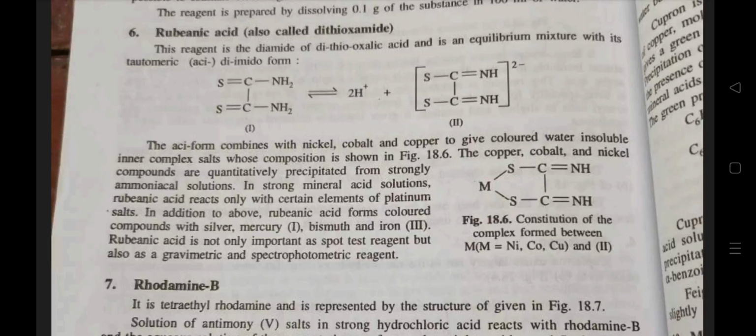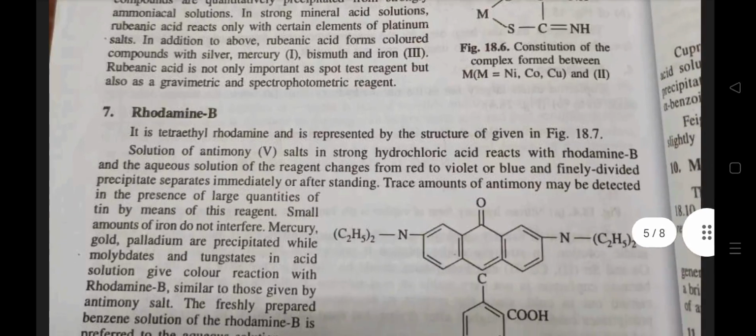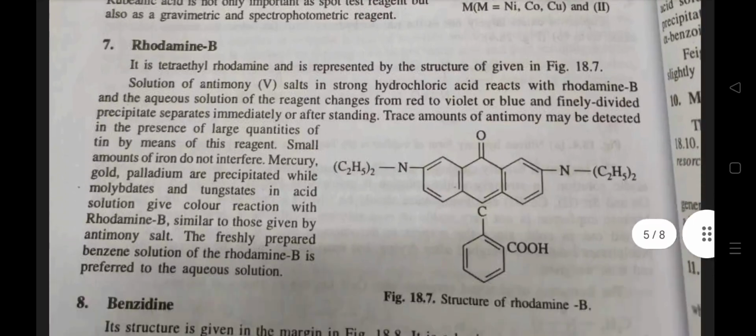The copper, cobalt and nickel compounds are quantitatively precipitated from strongly ammoniacal solution or strong mineral acid solution. Rubeanic acid reacts only with certain elements of the platinum group. In addition to the above, rubeanic acid forms colored compounds with silver, mercury, bismuth and iron(III). Rubeanic acid is not only important as a spot test reagent but also as a gravimetric and spectrophotometric reagent.